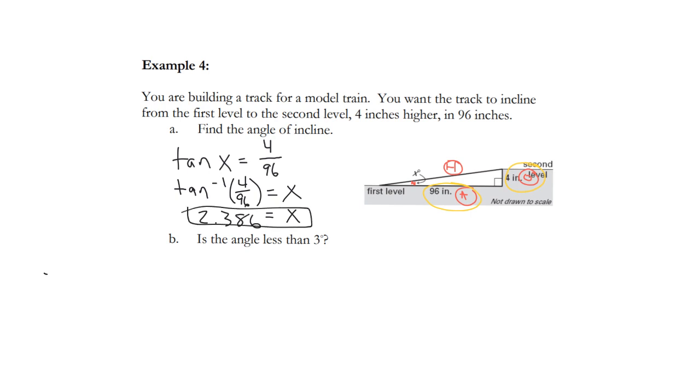And the second part simply asks, is the angle less than 3 degrees? I think I might have missed a part of the directions. The question was going to be something about if the train can't handle more than a 3-degree incline, will this plan work? And the answer is yes, because it's only a 2.386 degree incline, so the train will be able to make it up the hill. So is the angle less than 3 degrees? Yes, it is.